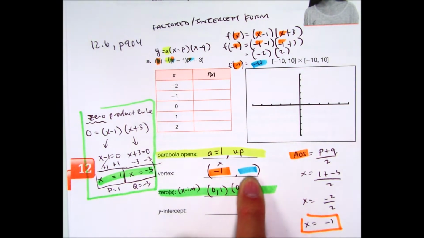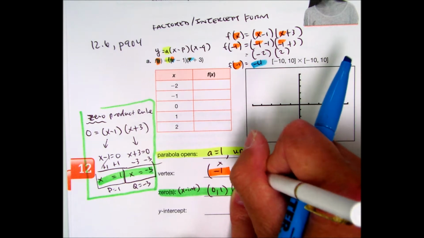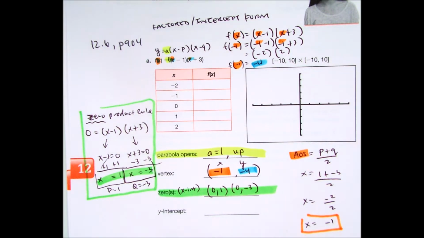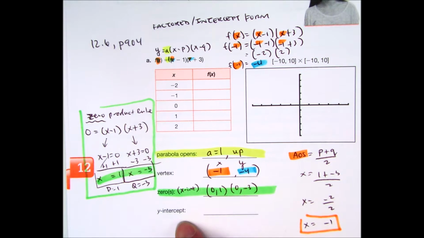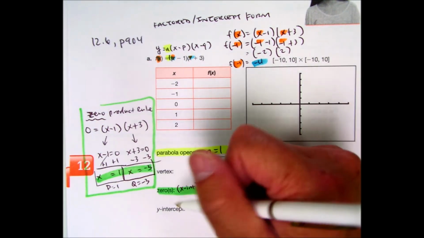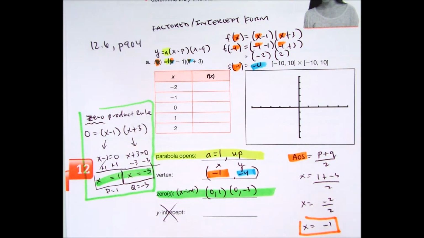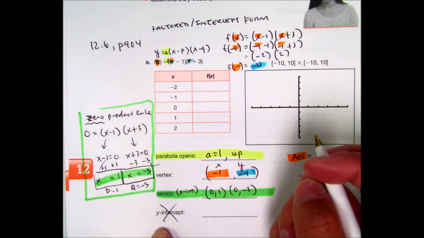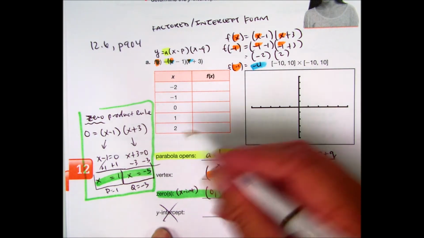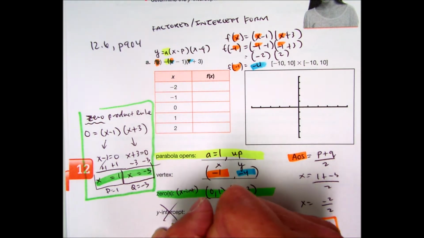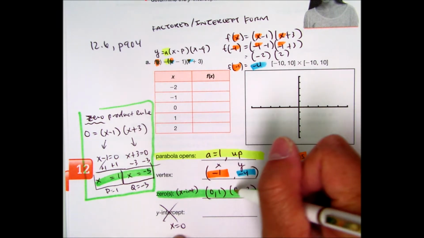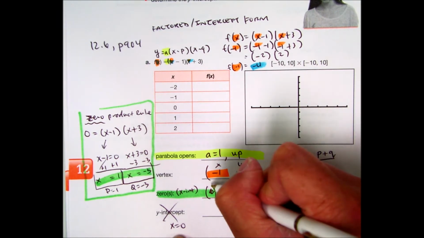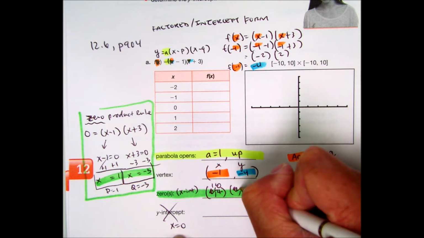So I'm going to go ahead and write that here, -4. Now, finding your y-intercept, go ahead and cross that off. It is difficult to find the y-intercept for a factored or intercept form. If you wanted to, you would make your x equal to 0. You don't have to. I made a mistake on these. That should have been 1, 0, and -3, 0.